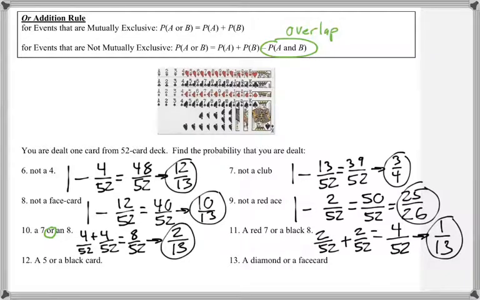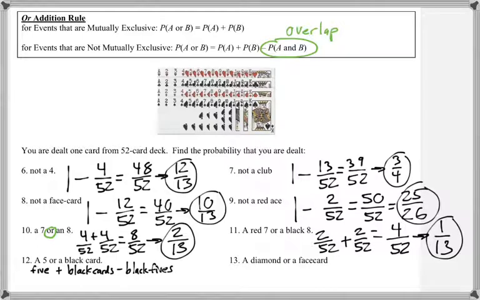Number 12 says, find the probability that you are dealt a 5 or a black card. So these events are not mutually exclusive because a card can be a 5 and a black card at the same time. So we need to find the number of 5s plus the number of black cards, and then subtract the number of black 5s, because we don't want to count them twice.